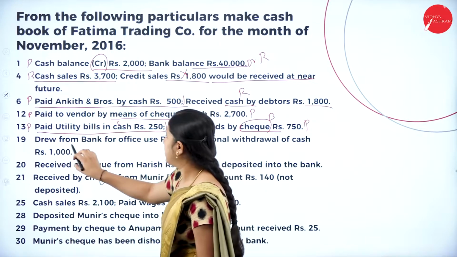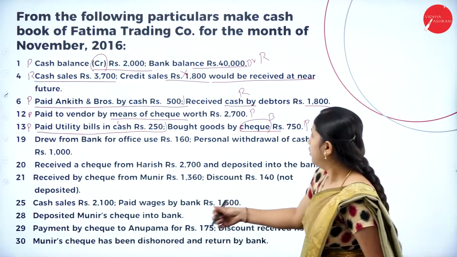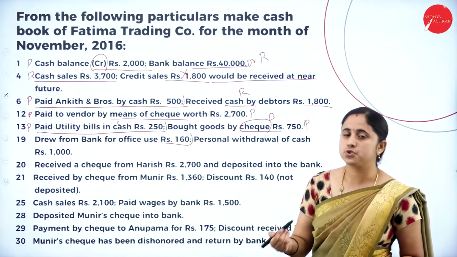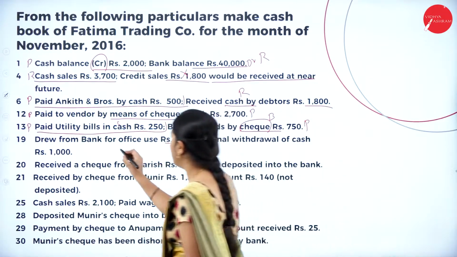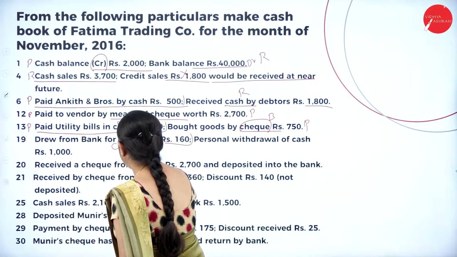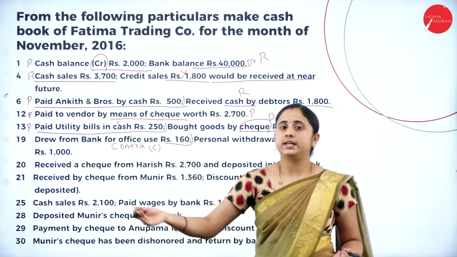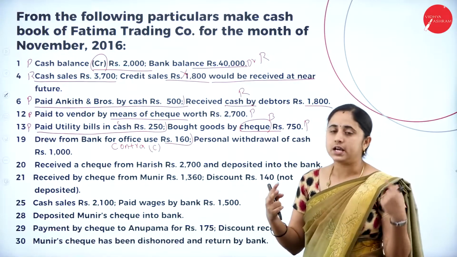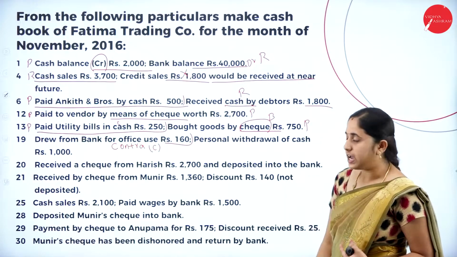Next, drew from bank for the office use. You are withdrawing cash from the bank for the office use. Here you will withdraw the cash but not yet used. So cash withdrawal from the bank, the transaction between cash and bank, is considered a contra entry. Contra entry you will consider once in the payment side and again in the receipt side. So two transactions, one for cash and another for bank, you will record in cash book.